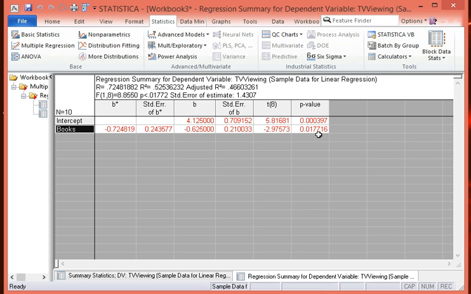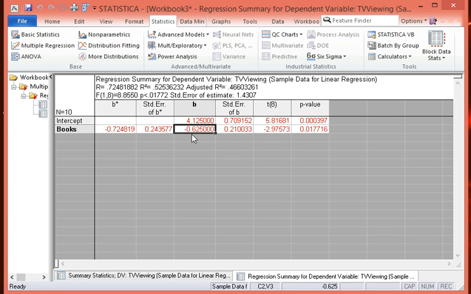If you notice, since we only have one predictor, the p-value here is pretty much the same as the p-value we have on top. So what does negative 0.625 mean? Since we are regressing TV viewing on the number of books read in a year, and remember this is a negative coefficient, this suggests that there is a negative relationship, or a negative prediction, between books and TV viewing.